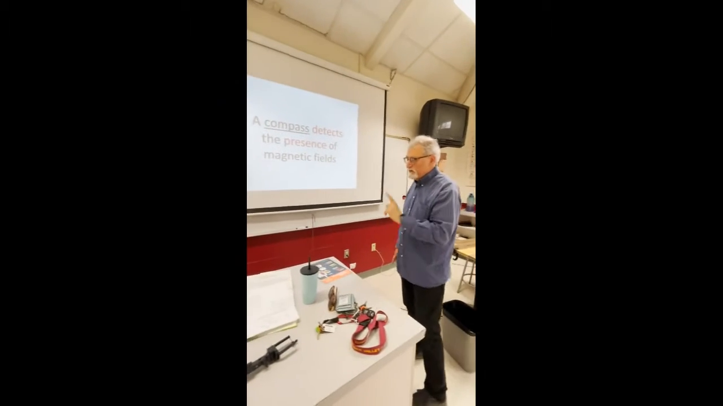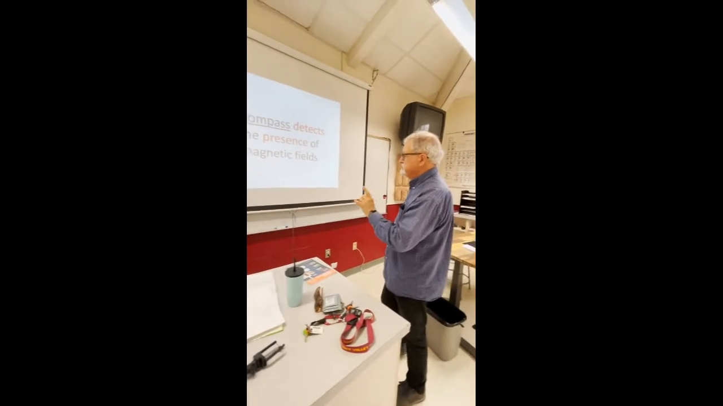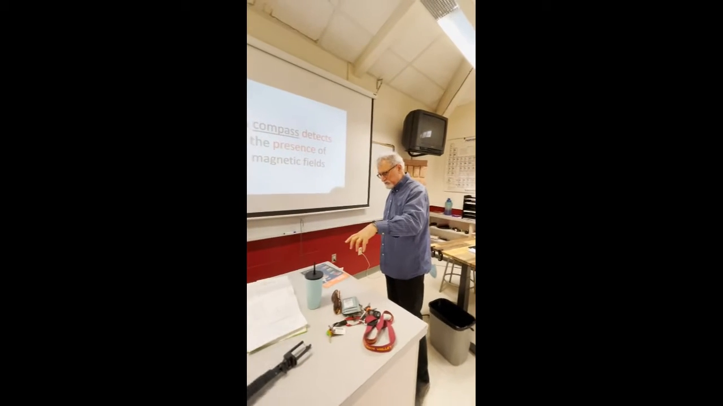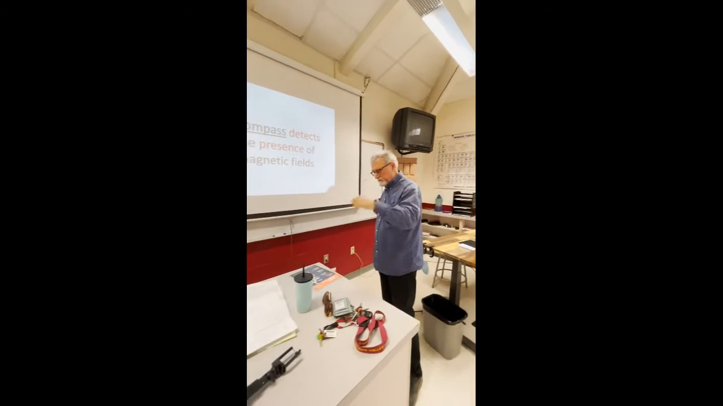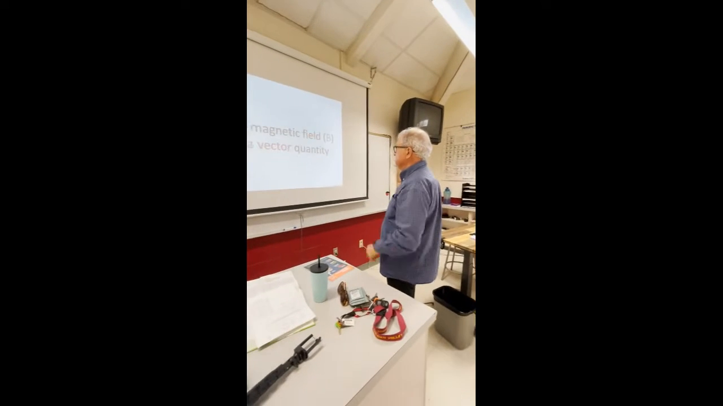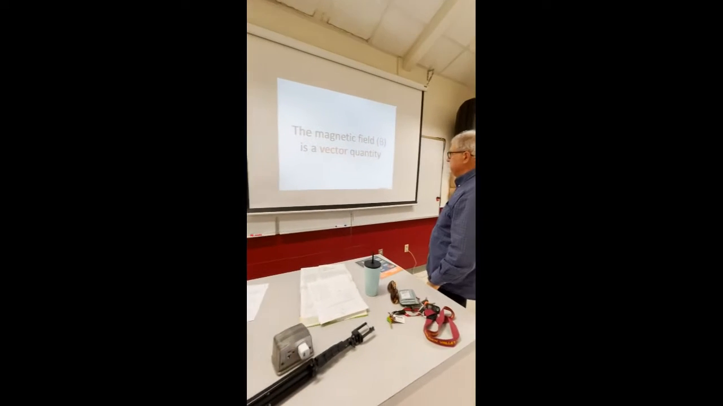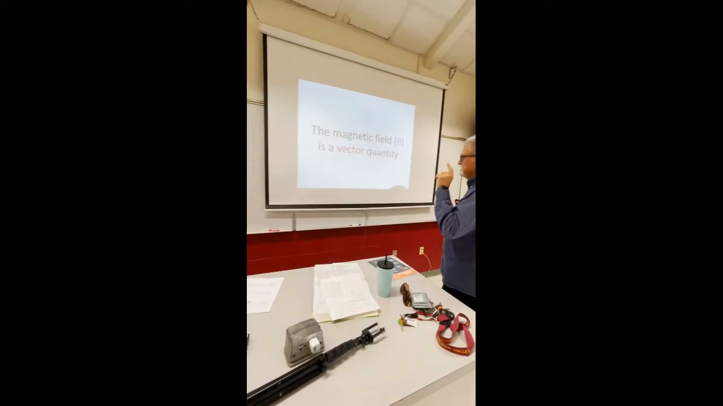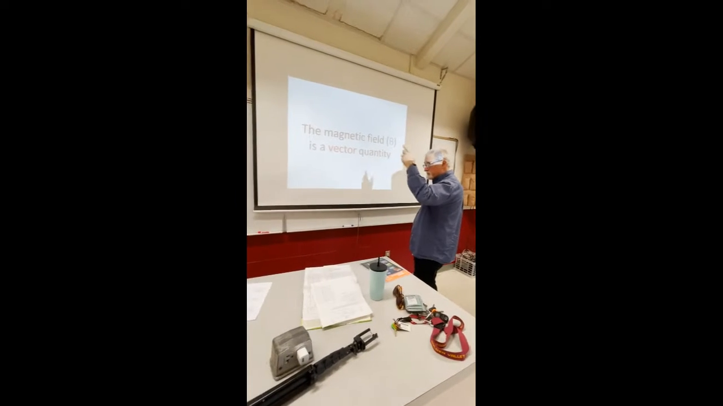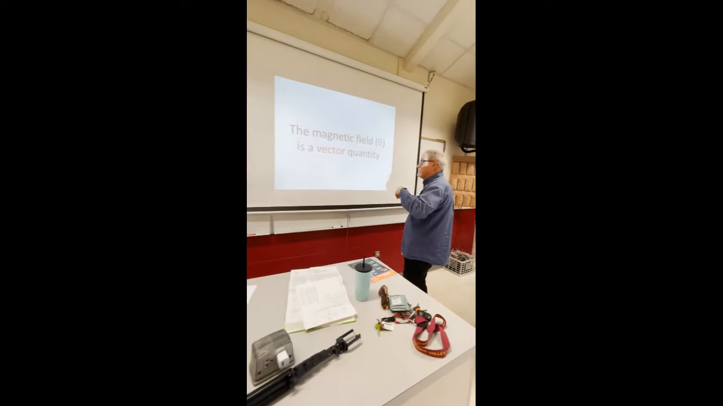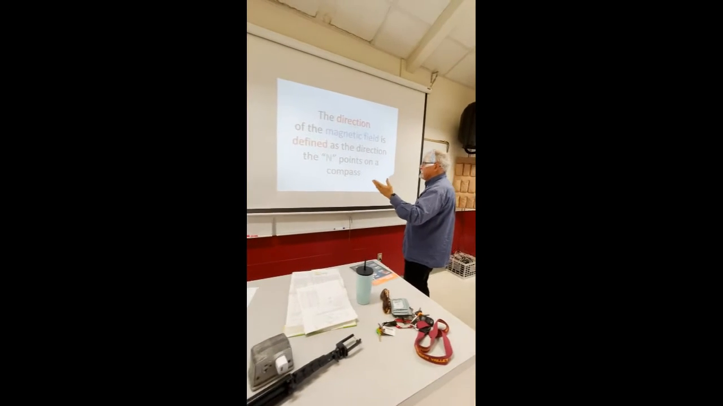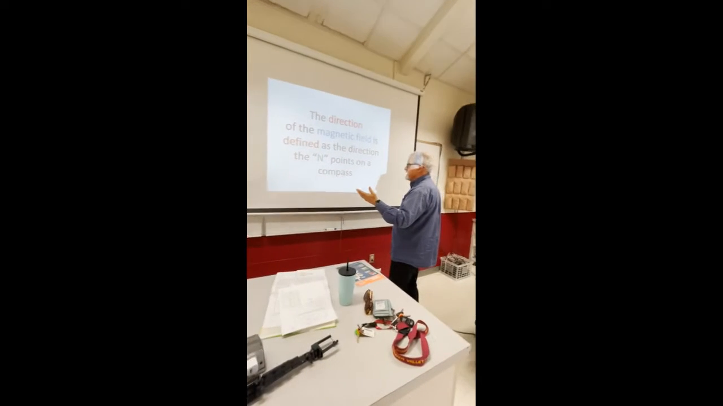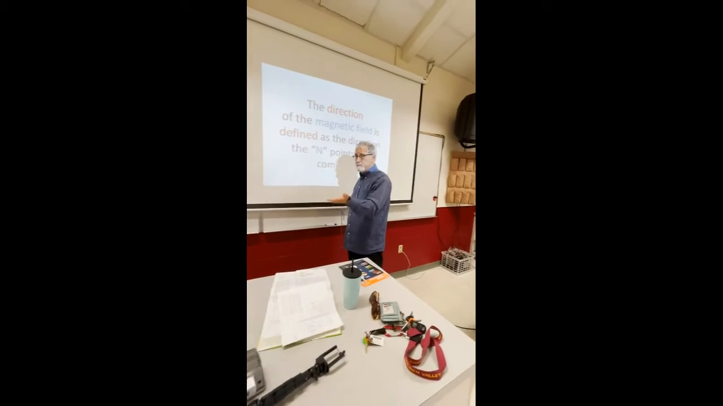A compass detects the presence of a magnetic field. We had the electroscopes that detect the presence of an electric field. The compass detects the presence of a magnetic field. And the magnetic field is a vector quantity. You can have a strong field or a weak field, and the direction of the magnetic field is defined as the direction the north on the compass points.